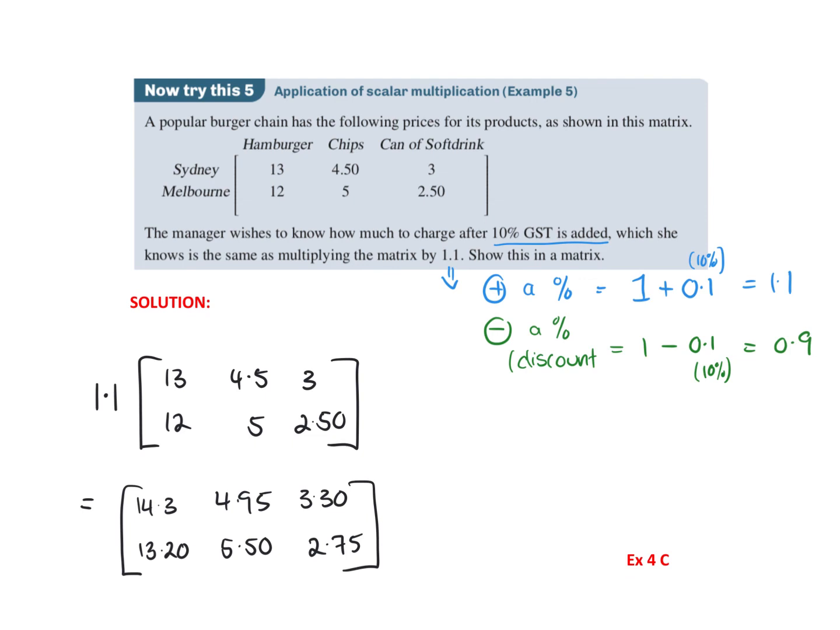And you could get another question. What is the price of chips in Melbourne? Somebody tell me, what's the price of chips in Melbourne? $5. No. What after the GST? $5.50, isn't it? Yeah?